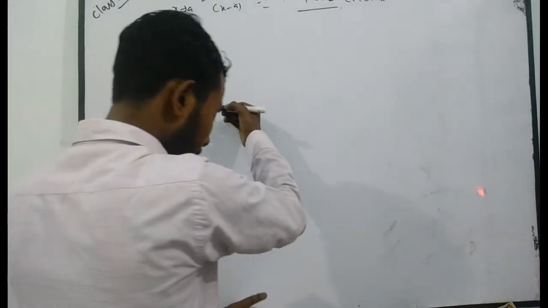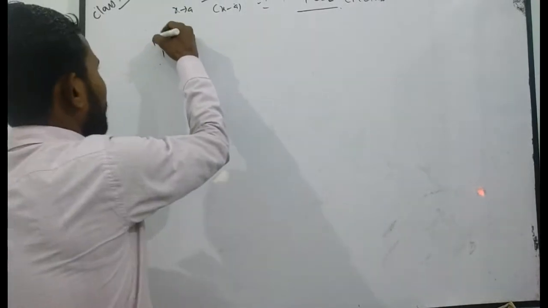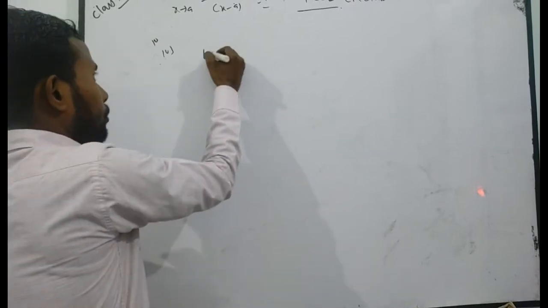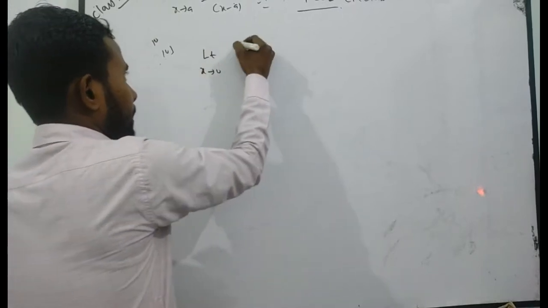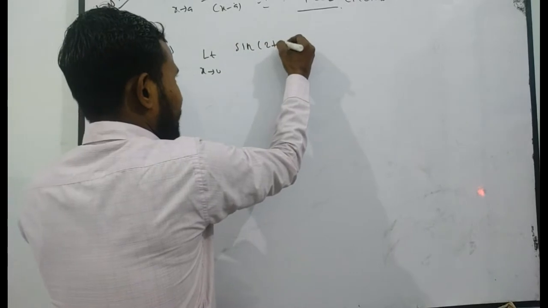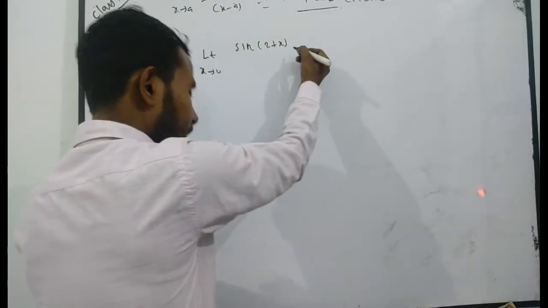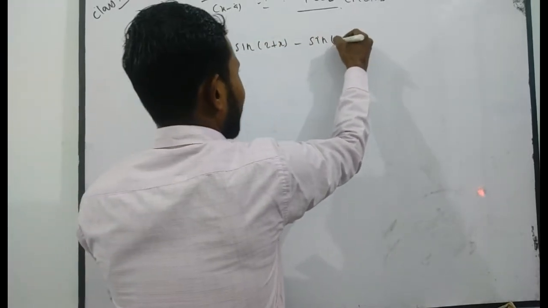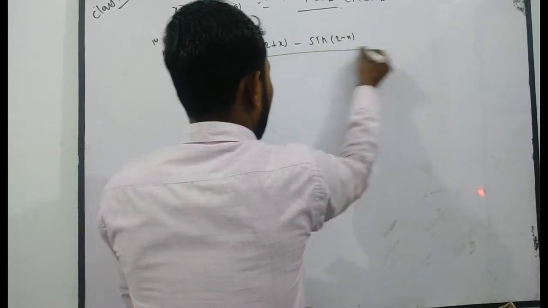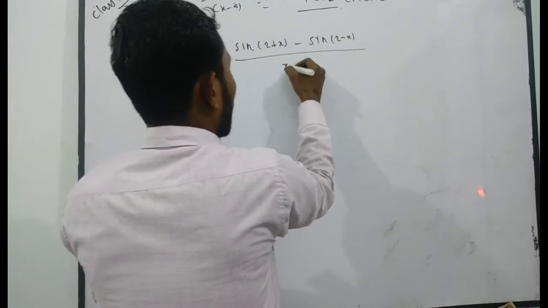Problem 4, that means it is tan 4. This is also a good problem. Limit x tends to 0, sin(2 plus x) minus sin(2 minus x), divided by x. You have to solve it.